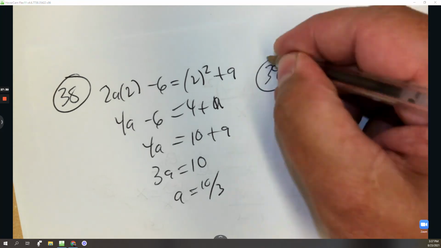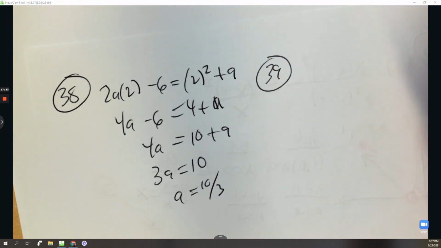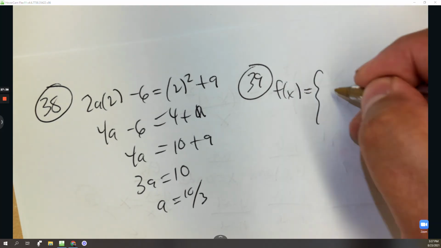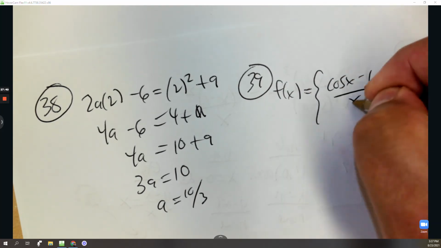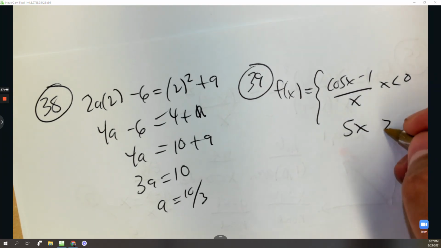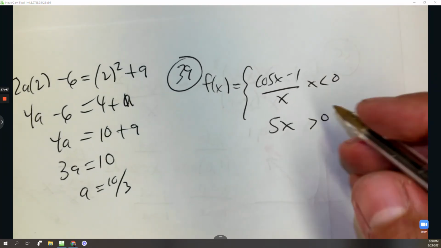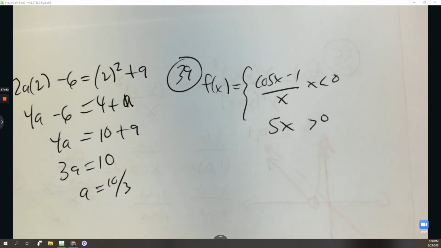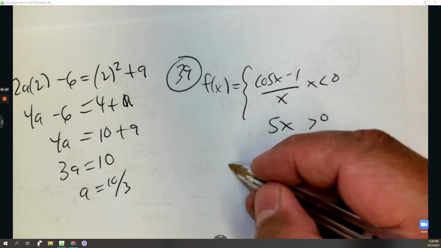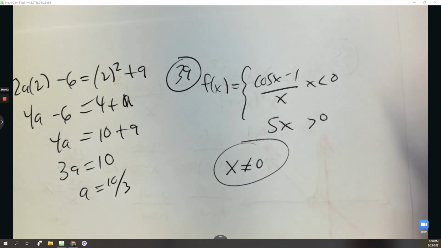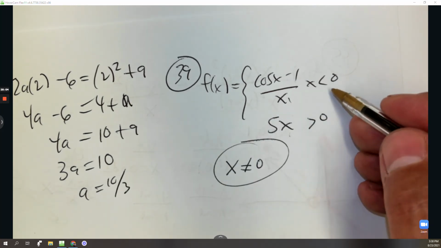39. Use a calculator, I like that, to find the discontinuities. So you can see that x cannot equal 0. I don't need a calculator to tell me that x cannot equal 0. That's where the discontinuity is if you plug in, right? It's not even a line underneath.